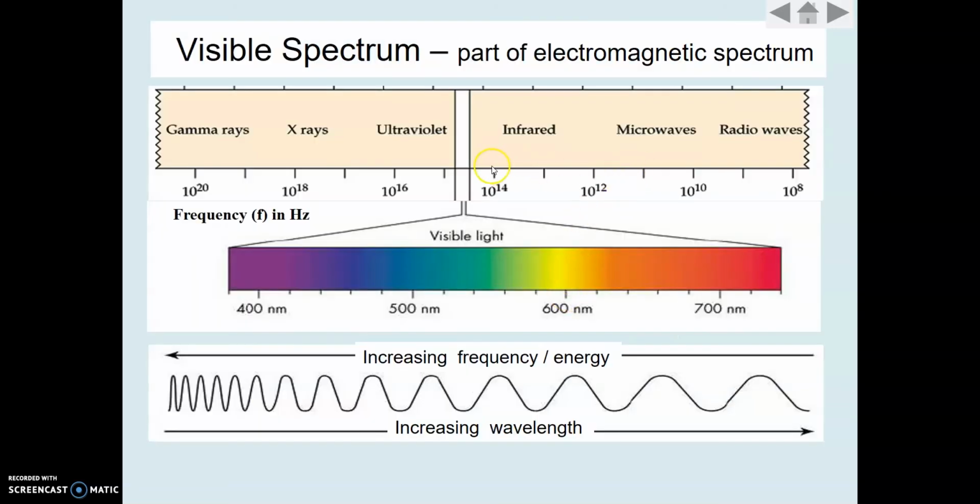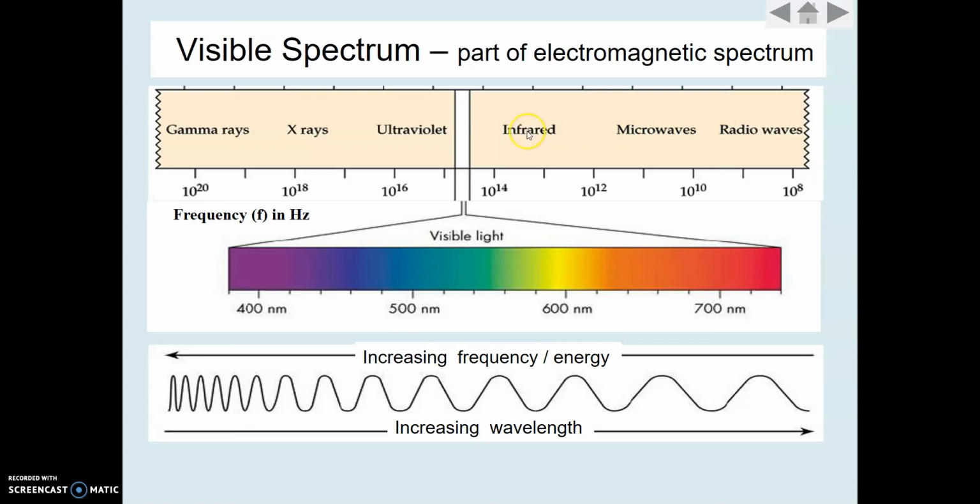The visible light is only part of a much bigger spectrum. Part of the electromagnetic spectrum, which ranges on the high frequency side from gamma rays all the way down to the low frequency side of radio waves. So radio waves, microwaves, TV waves are somewhere in between.